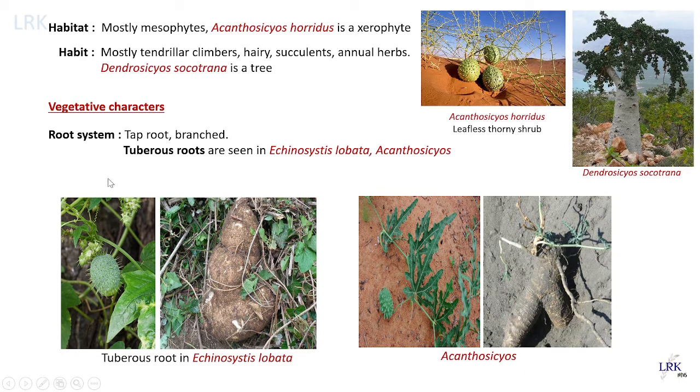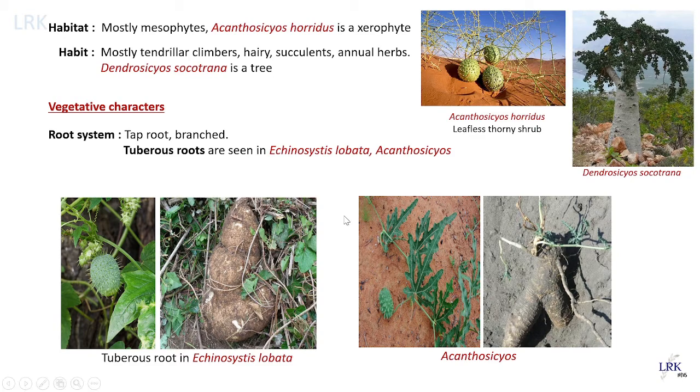When coming to the vegetative characters, as these plants belong to the dicotyledons, their root system is a branched taproot system. In Echinocystis lobata and Acanthosicyos, tuberous roots are seen. You can see here the tuberous root of Echinocystis lobata, and this is the tuberous root of Acanthosicyos. So these two have tuberous roots. Otherwise, all other roots are tap roots.